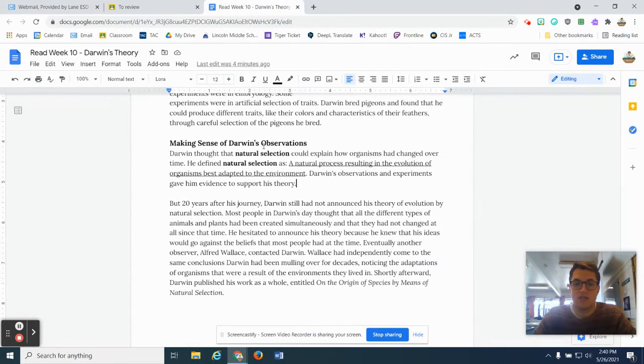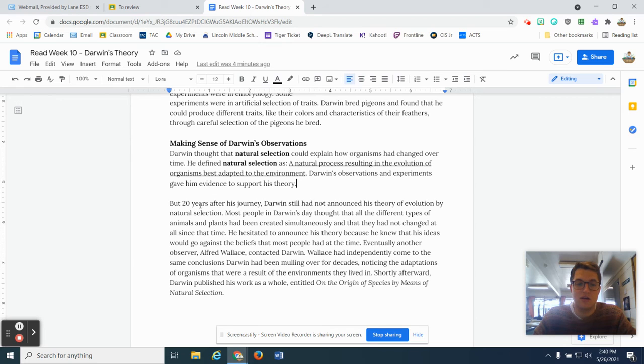Making sense of Darwin's observations. Darwin thought that natural selection could explain how organisms had changed over time. He defined natural selection as a natural process resulting in the evolution of organisms best adapted to their environment. Darwin's observations and experiments gave him the evidence to support his theory.